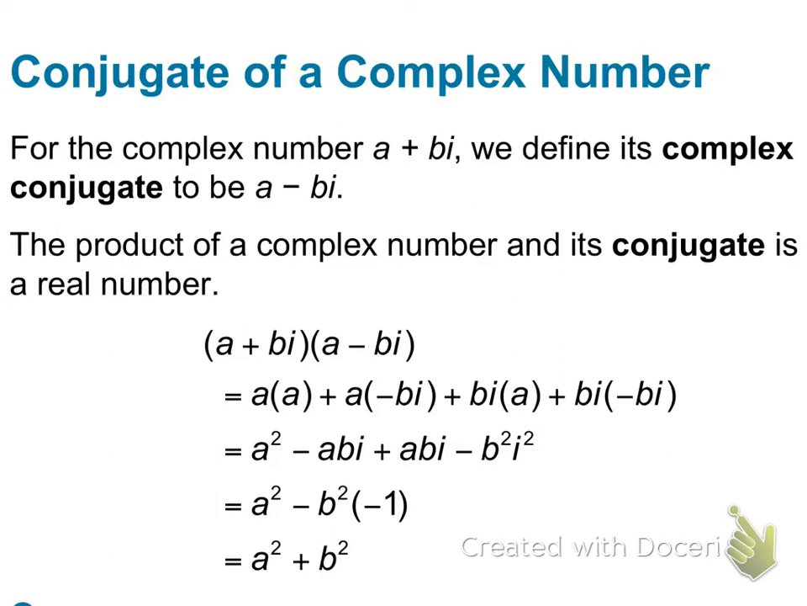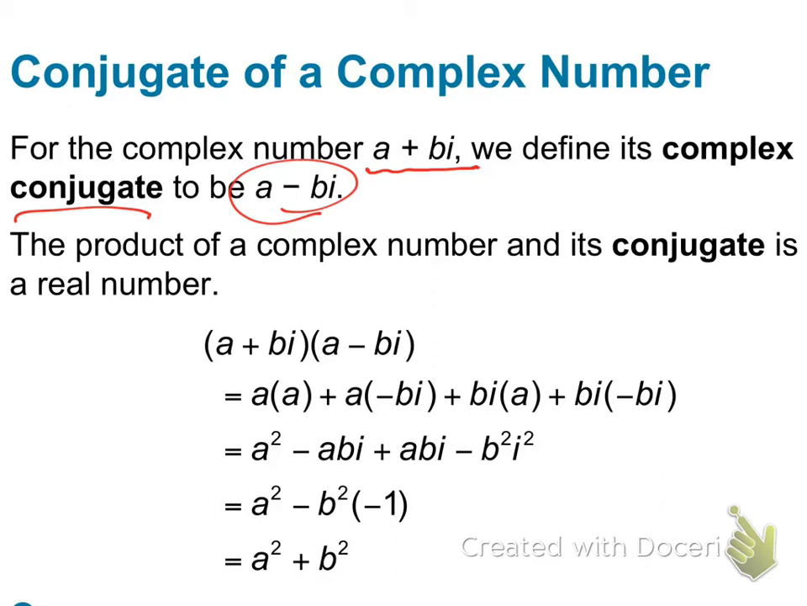Before we talk about division of complex numbers, we have to look at FOIL again for this special conjugate complex number. Last time we talked about conjugate radicals, right? Just change radical A plus radical B to radical A minus radical B, and you get the conjugate. Here we do the same thing. If you have A plus Bi, what's its conjugate? A minus Bi. You just change the middle sign.